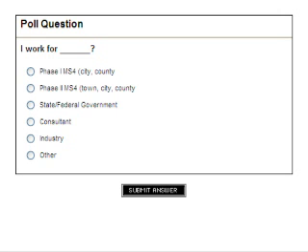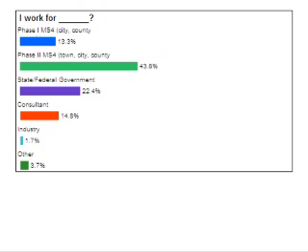All right, let's take a look, John, at these results and see what we have here. As per usual, and expected, most are from a Phase 2 community. We've got about 44%, about 13% from a Phase 1 community, 22% from a state or federal government, about 15% consultants, et cetera.